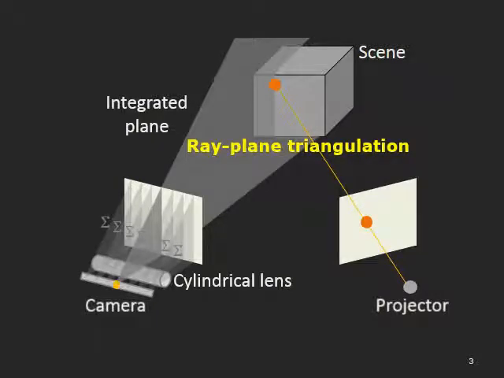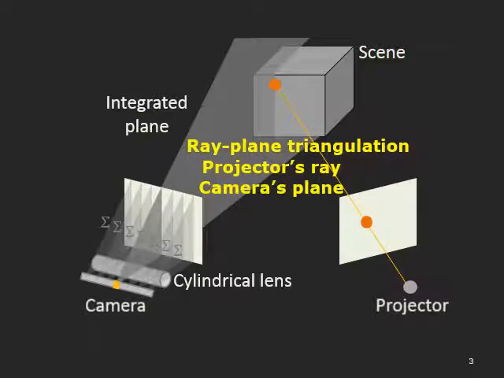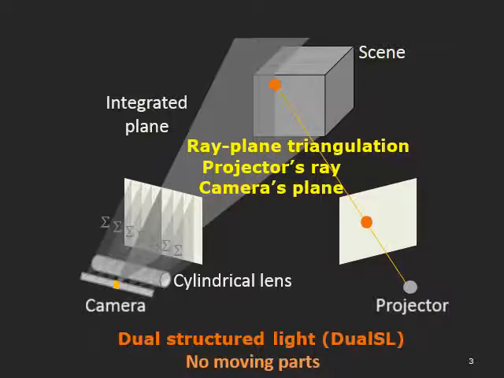However, note that the plane is defined by the line sensor and the light ray is defined by the projector. This architecture is the optical dual of traditional structured light. Hence, we refer to it as dual structured light, and it enables 3D scanning with a line sensor without the use of any moving parts.